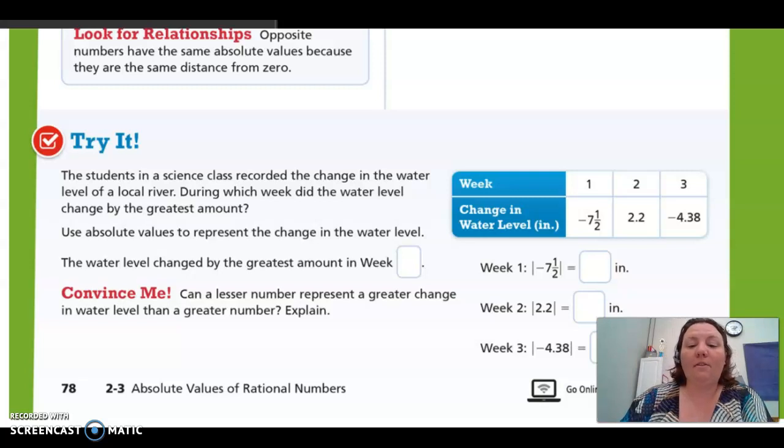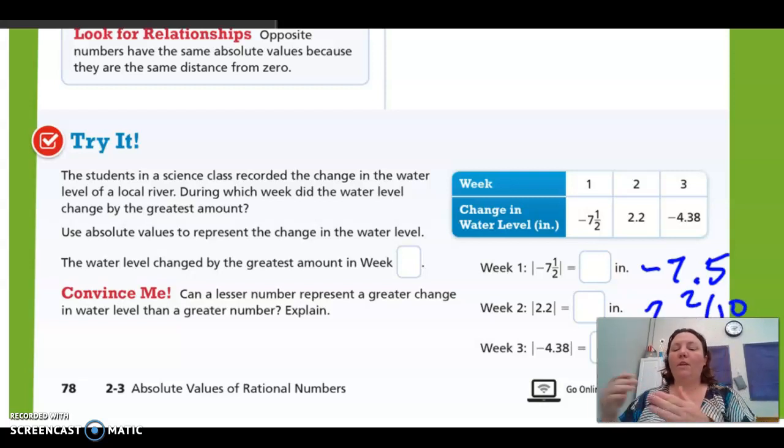To compare these, we could look at each of these as a decimal. We could turn 7.5 into negative 7.5, or we could turn 2.2 into 2 2/10. So you can work between decimals and fractions. Rational numbers just mean they can be written as a fraction if you choose to.